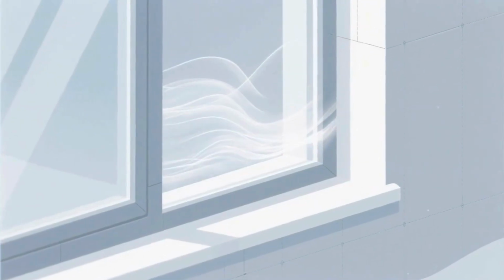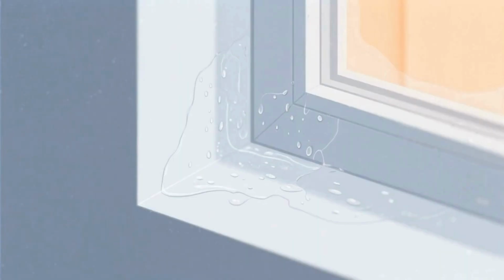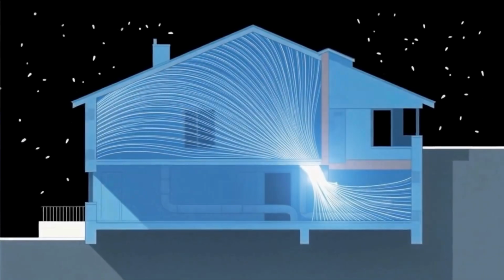Drafts feel sharper. Edges feel colder. Moisture appears where surfaces cool fastest. The house reacts to the stress.